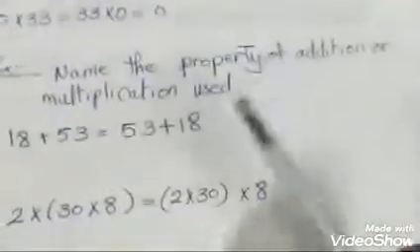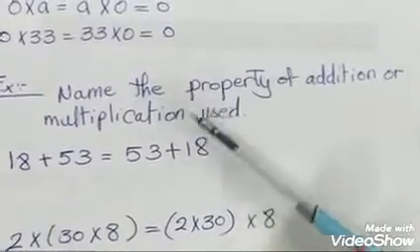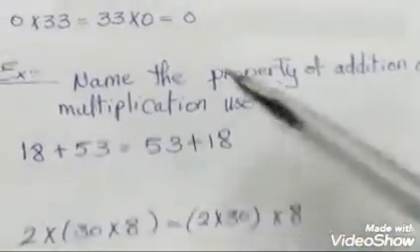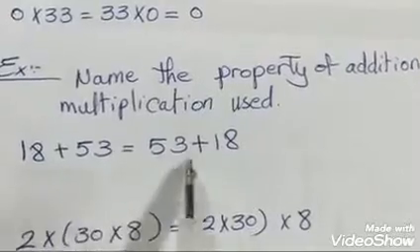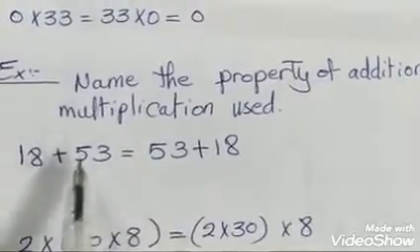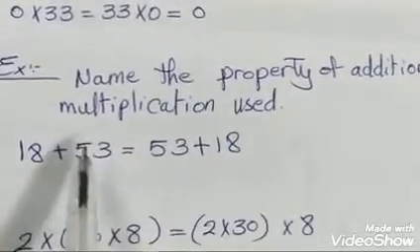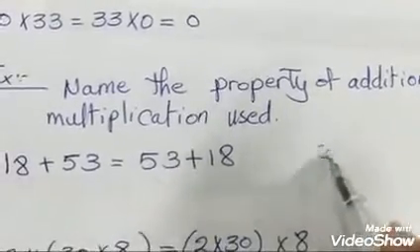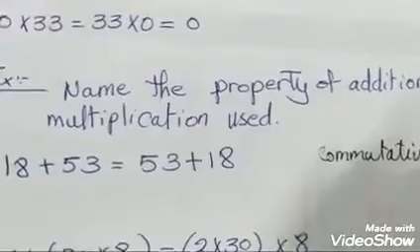Now I have to name some properties of addition and multiplication that I use in these operations. First I have 18 plus 53 equals 53 plus 18. What did I do here? I only changed the order of the addends. So this is the commutative property.